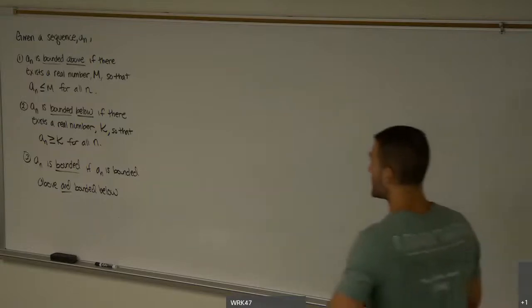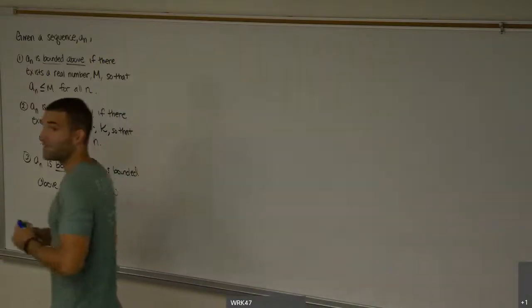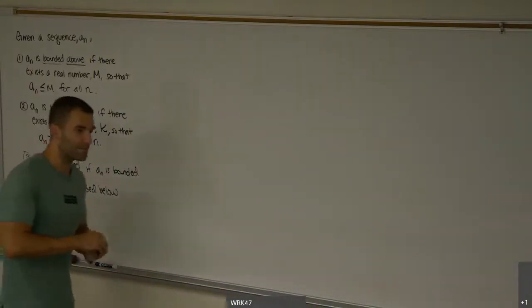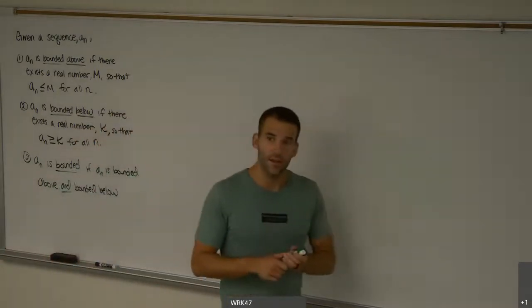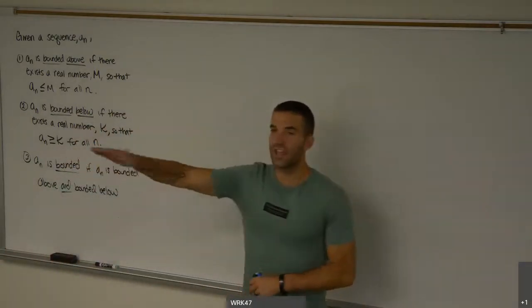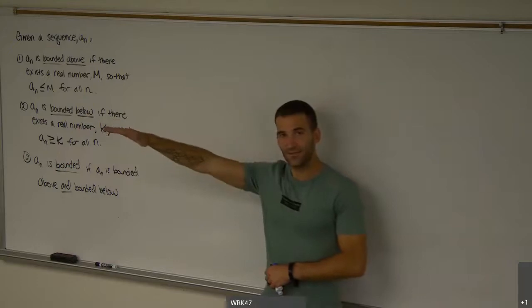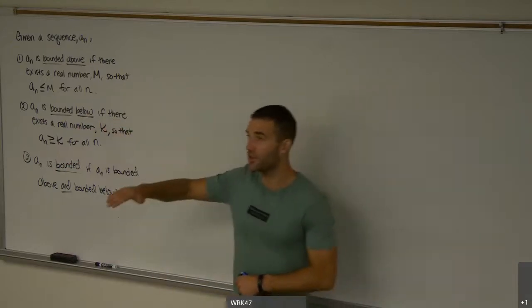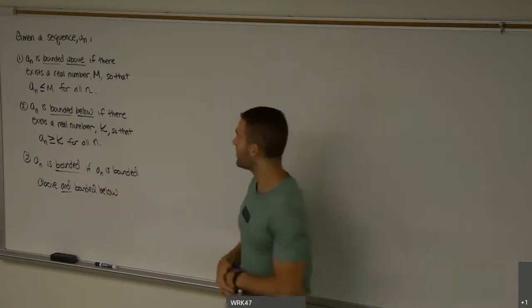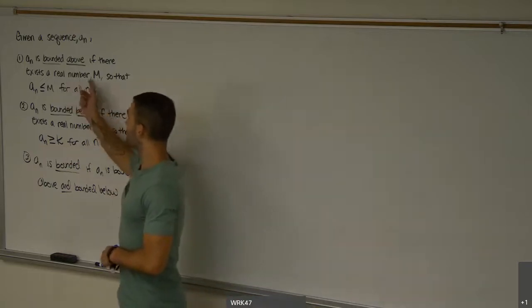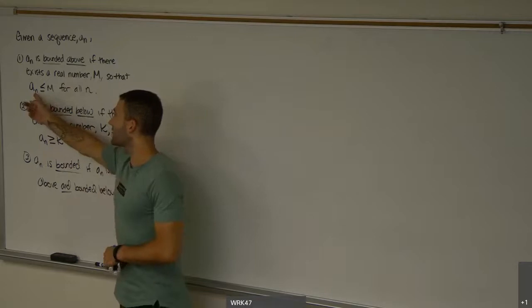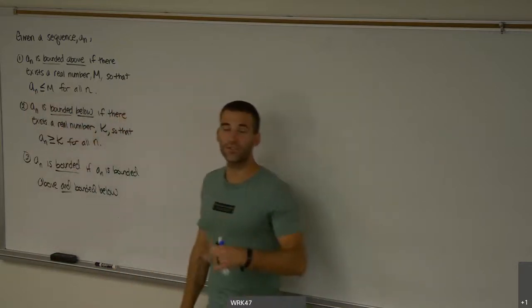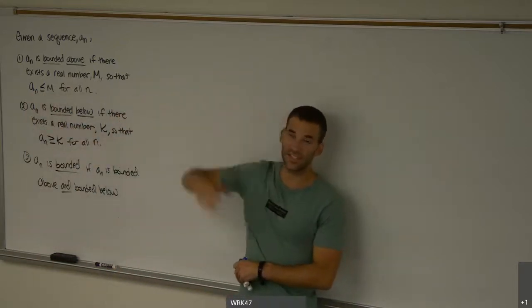So given a sequence A sub n, we say A sub n is bounded above, right? Think of what bounded means. It's like under control. So bounded above, we would say, hey, there's some sort of ceiling to the terms of the sequence. There's some sort of value where the terms never go above this value. In fact, there exists a real number m so that the outputs of this sequence are always less than or equal to m. They never go above this ceiling.